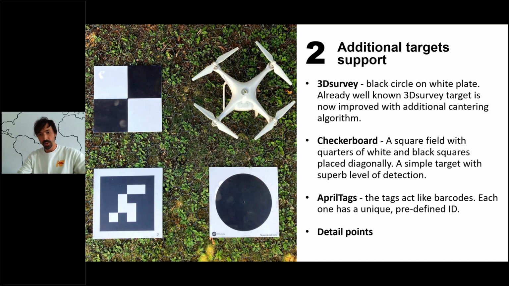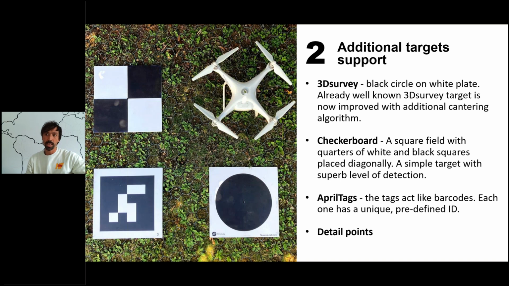So the second point, we are really proud of it also. We add additional support for different targets. As you probably already know, the 3D survey target is a black dot on a white plate. It's still there. It's still super accurate and robust. You can fly from 40 to 100 meters with the standard 3D survey targets, which you get in the package, with dimensions of 30 by 30 centimeters, and it works very well.